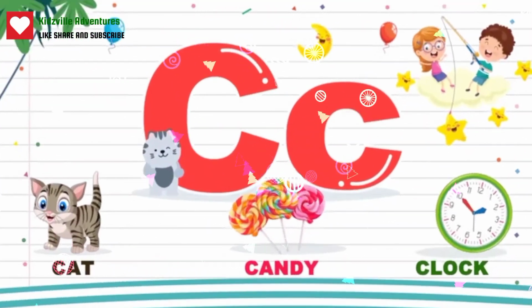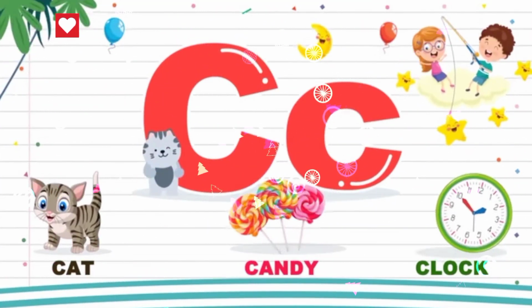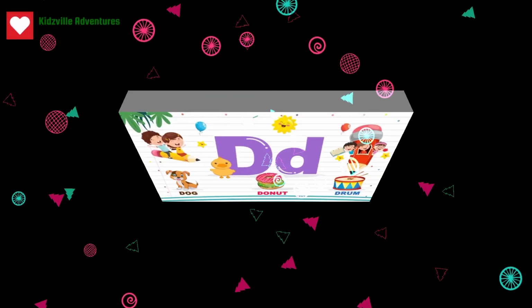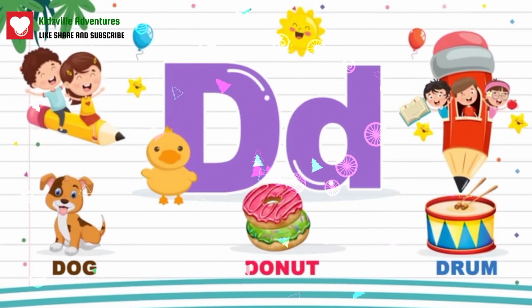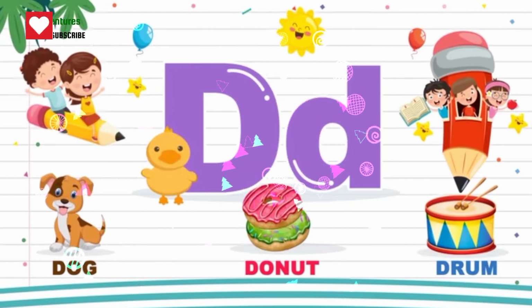C. C for cat. C for candy. C for clock. D. D for dog. D for duck. D for drum.